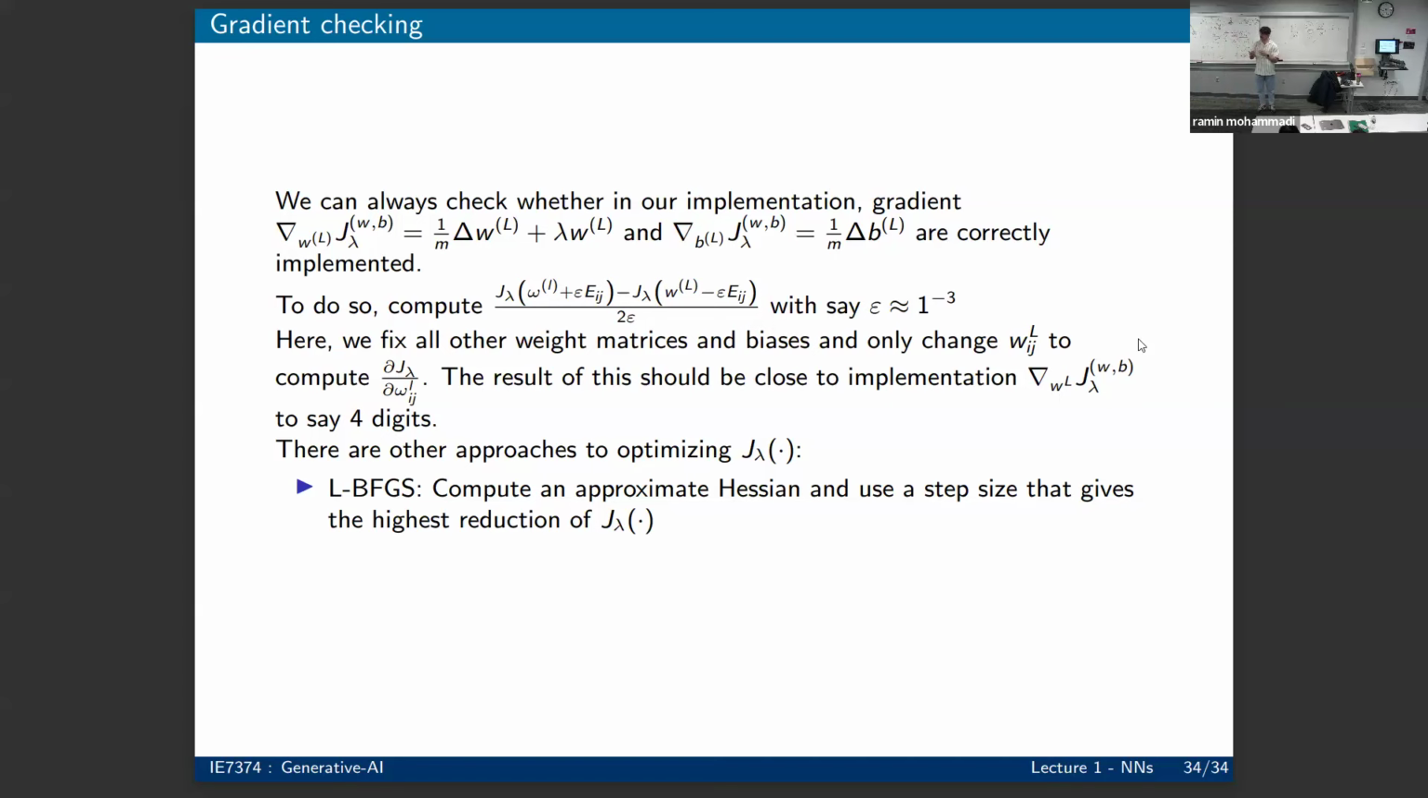If it's close, that means your gradient calculation is correct. If not, then you have an idea that there's something you need to find out. Maybe in the gradient calculation, or some part of your code, something like a minus or plus is always going wrong, right? So that was for the neural network.